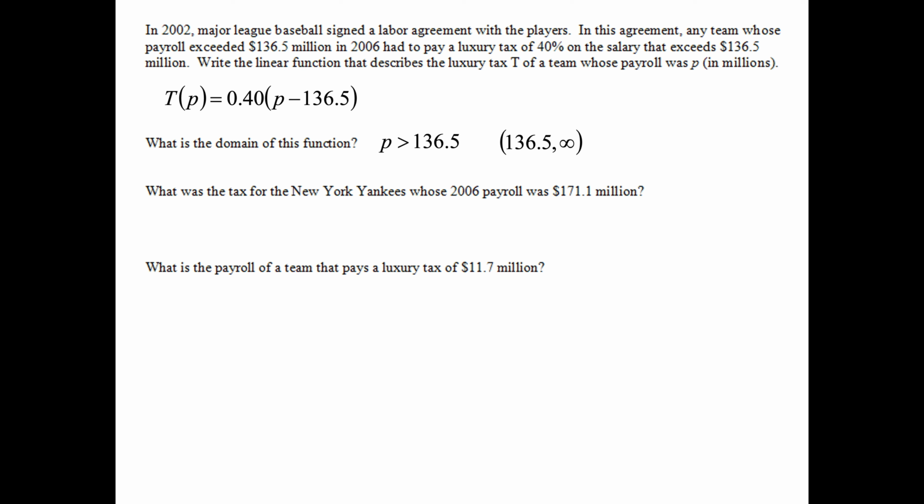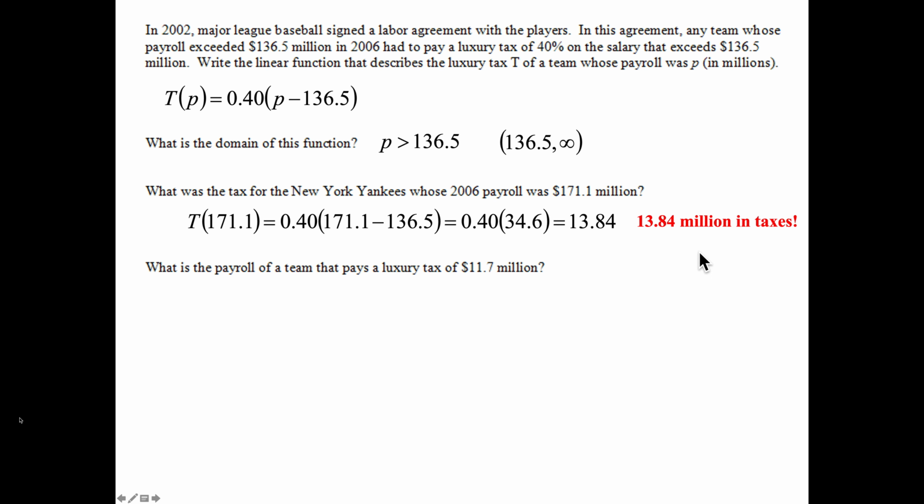So what was the tax of the New York Yankees, whose 2006 payroll was 171.1 million? They definitely exceeded the cap. So we put in 171.1 for P. We subtract the salary cap. That's 34.6. We multiply it by 0.40, and we get 13.84. That's millions of dollars, which the league calls a tax. The New York Yankees had to pay $13.84 million to the league because their payroll went over.